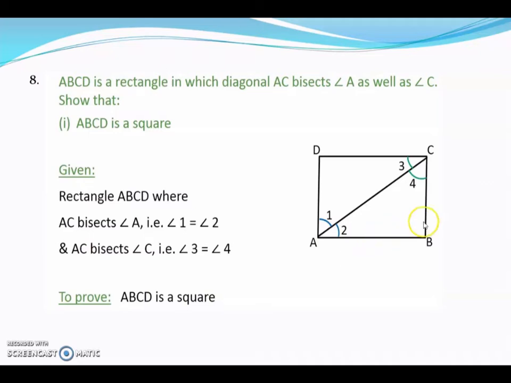So if you can take any two adjacent sides like AB and BC, or any two adjacent sides, and prove them equal, then it will be a square. So ABCD is a rectangle and given is angle 1 is equal to angle 2 because AC is bisecting angle A, and angle 3 is equal to angle 4. AC is also bisecting angle C. So these are the given things.